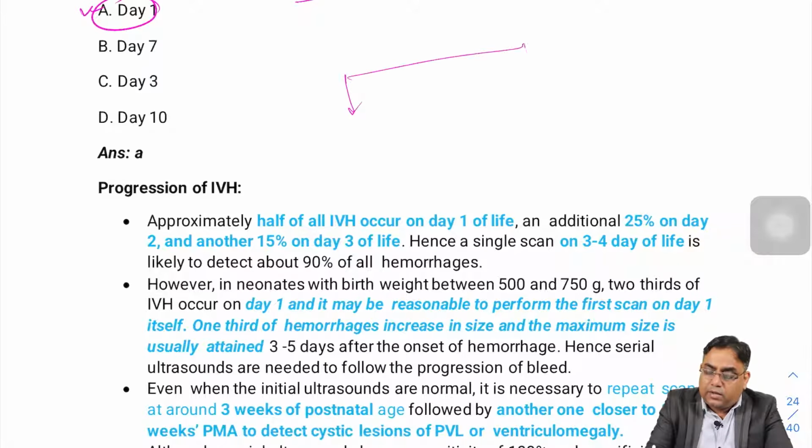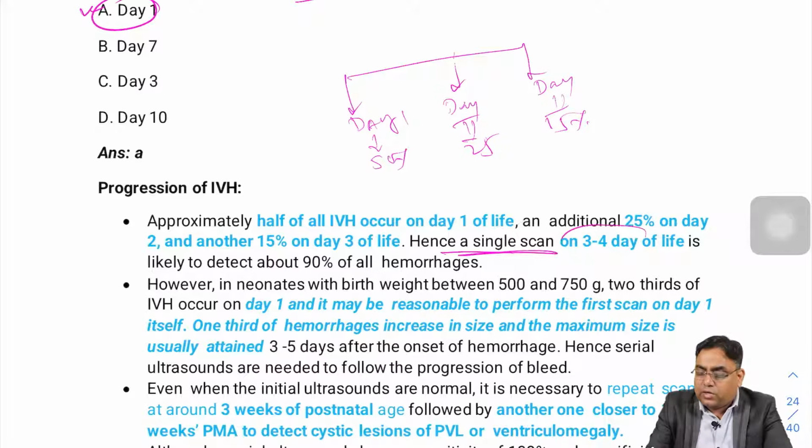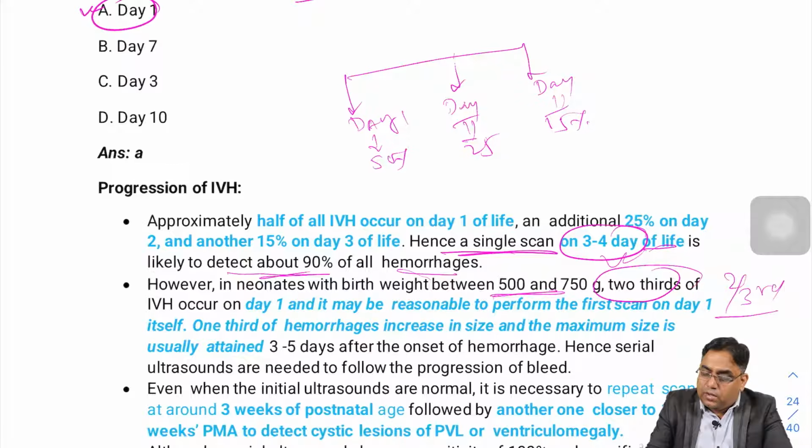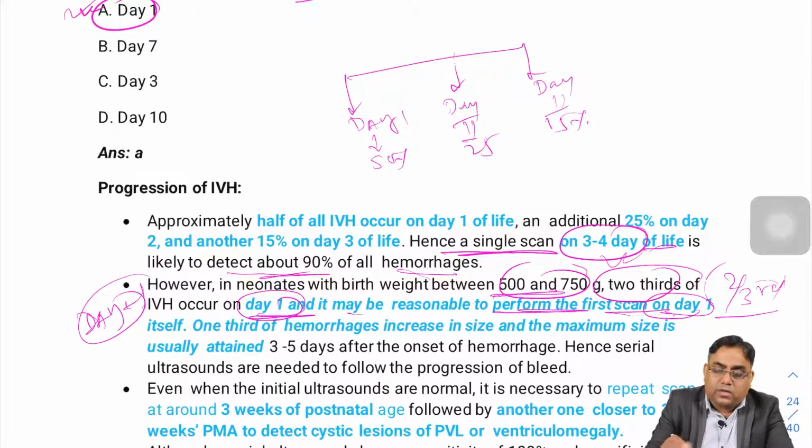Approximately half of the IVH, 50%, occurs on day 1, 25% on day 2, and 15% on day 3. So a single scan on day 3 to 4 of life is likely to detect 90% of all hemorrhage. That is why usually the USG is recommended on day 3. But if the birth weight is 500 to 750 gram, two-thirds of babies having IVH have it on day 1, so perform the first scan on day 1. The answer is day 1.